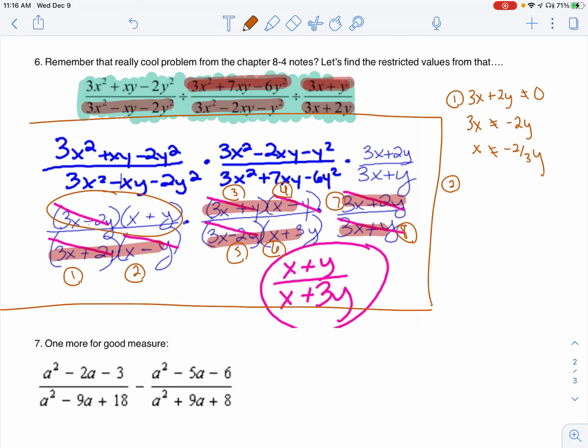So the second restricted value is x minus y. That was a denominator, and it can't be 0. So add the y over. X is not allowed to equal y.